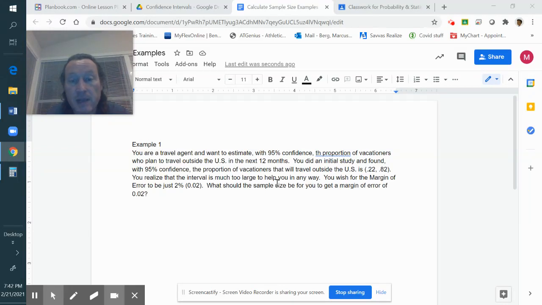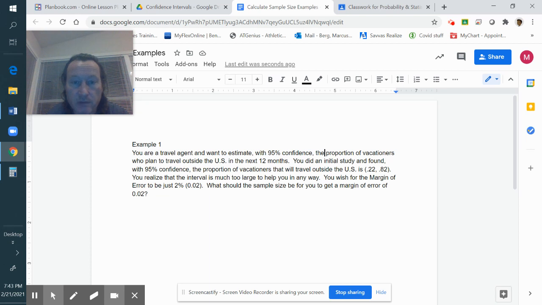Okay, so this is about calculating sample size. So we did all the confidence. There's three different types of confidence interval questions, and we're going to go over two examples of sample size. And this is a little bit shorter, but the beginning process is the same.